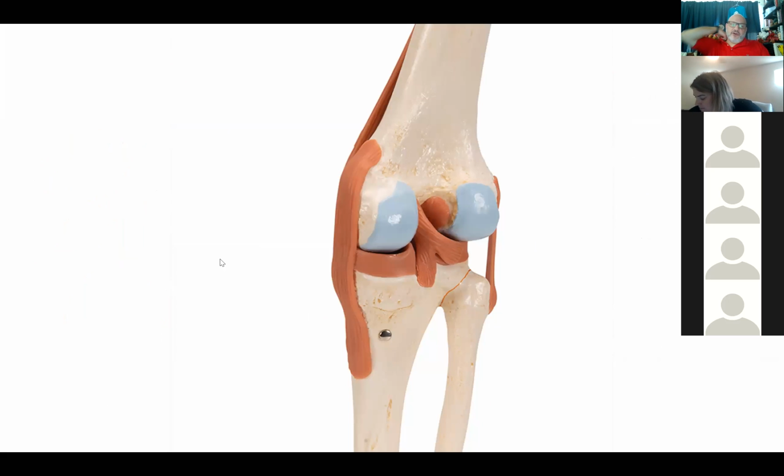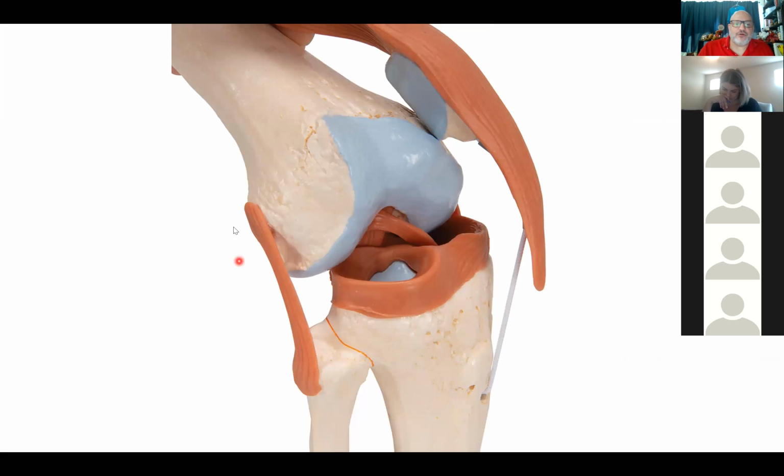Here is a nice simple model. Notice we're looking at a posterior view of the knee. So notice here we see the posterior cruciate ligament starting in the back and working its way forward. And we can actually see a little bit of the anterior cruciate as it is sticking out. But notice the other thing that we can see is the medial collateral and lateral collateral ligaments. The medial collateral is a much more broad, much wider ligament. Whereas if we flip to the other side, notice the lateral collateral is much more narrow, much more band-like.